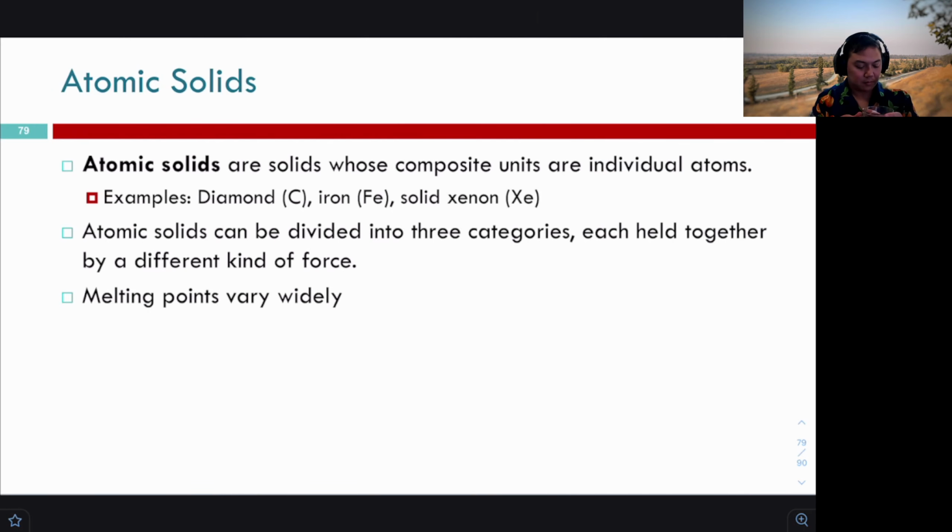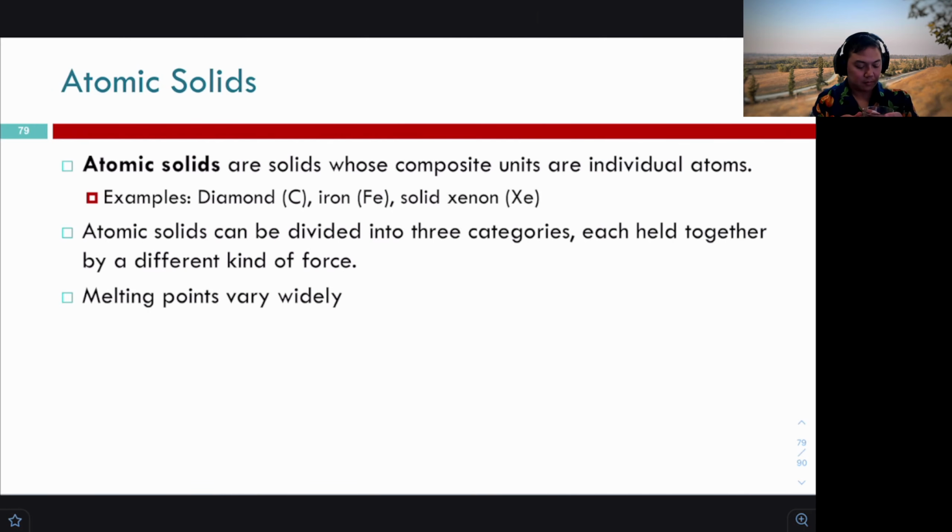And then our atomic solids are composed of individual atoms of the same type. So a diamond is a solid lattice or solid single crystal of carbon. Pure iron would be a single crystal of iron atoms, and solid xenon would be a single crystal of xenon atoms.